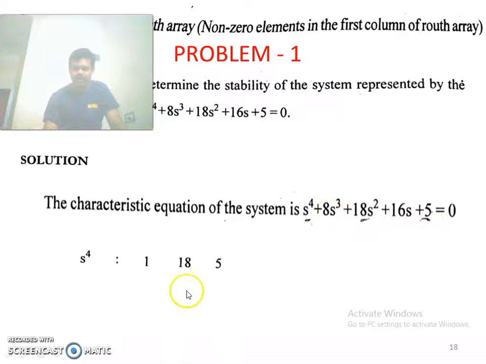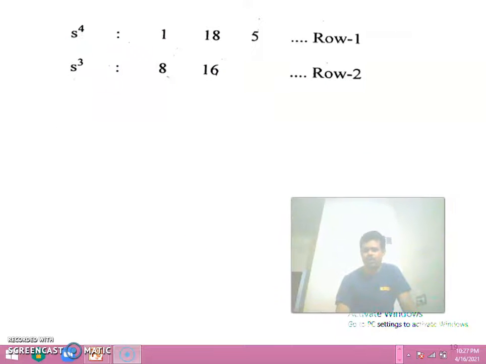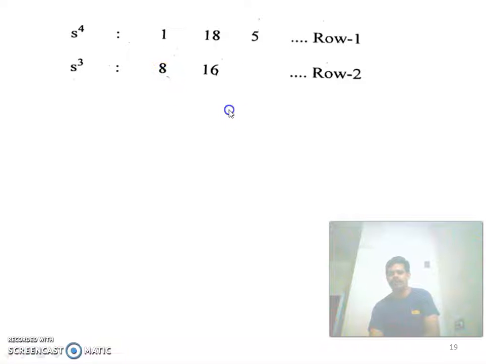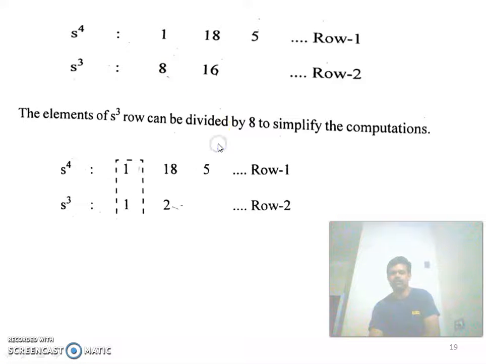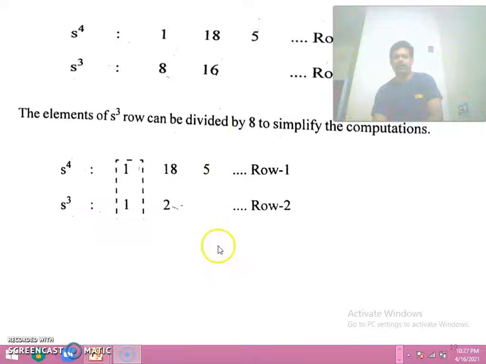Then the next one is s cube. Here you are having 8, then 16. This is row 2. Now you check the second row. Here you are having 8 and here you are having 16. If you divide the second row by 8, you will be getting 1 and 2.